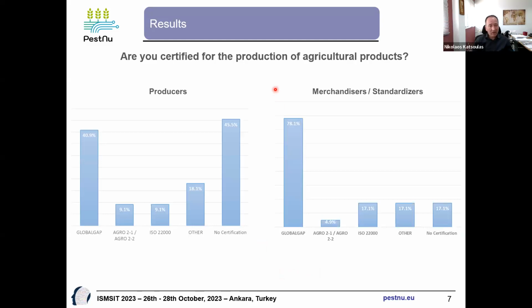So first of all, the question was related to whether the growers or the merchandisers are certified related to their production and their products. The question was if they were certified according to Global GAP, Agro 2.1 and 2.2 standards, or ISO, or any other standards. And we can see that most of them had no certification, but a large part of them had a certification from Global GAP. That is a relatively wide standard and does not cover many aspects of the Green Deal targets. And almost the same figure was shown by merchandisers, who are also using the Global GAP standard.